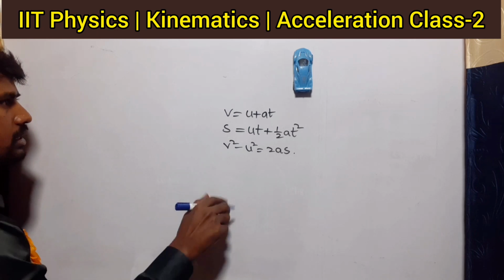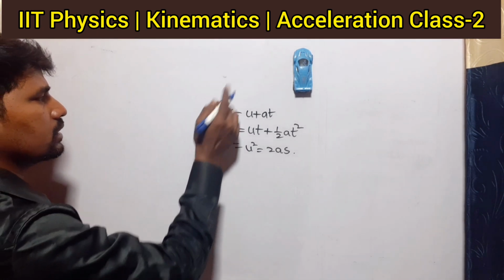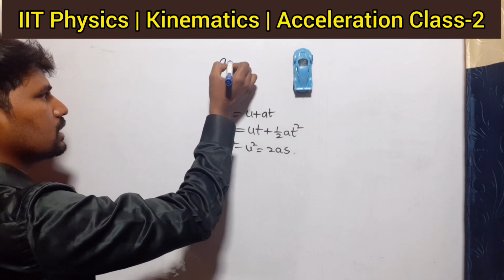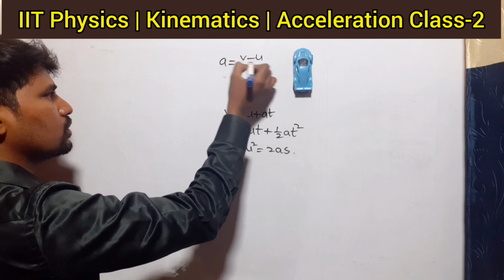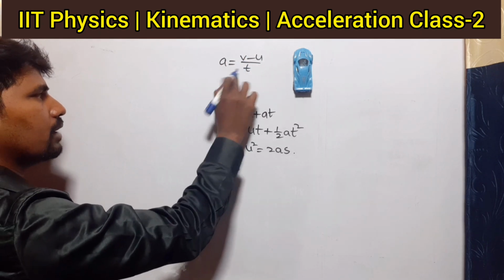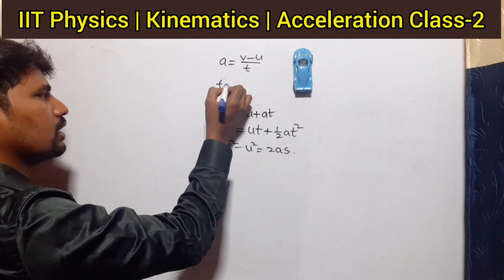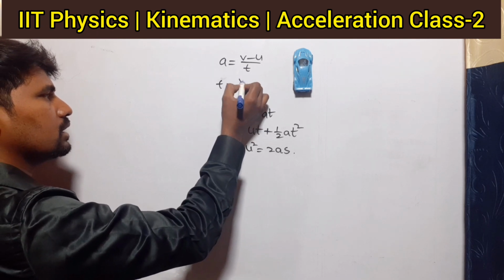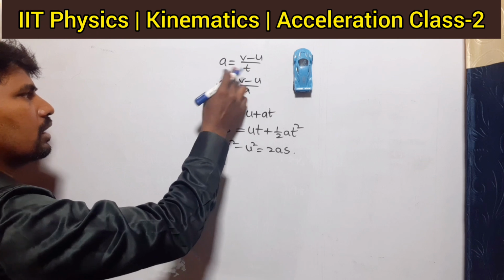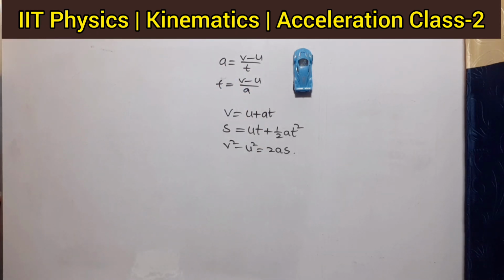When deriving these three equations, keep in mind v is equal to u plus at. From this we know acceleration a is equal to v minus u by t. We can substitute this. For the t value, transpose t to this side, then at, and transpose a to the other side. After rearranging, writing t as the subject, t is equal to v minus u by a.